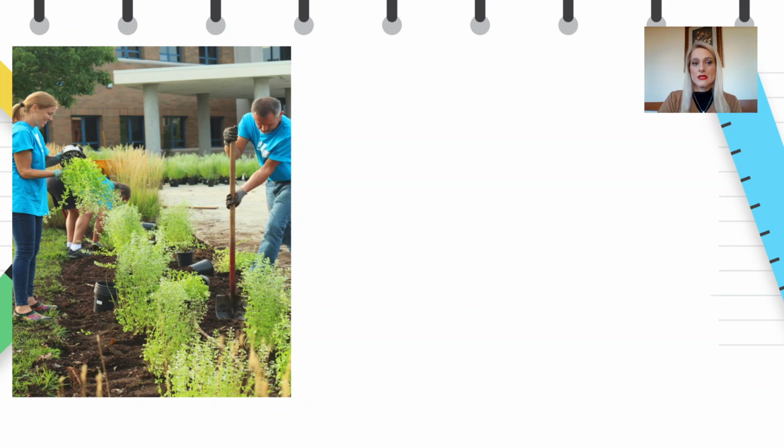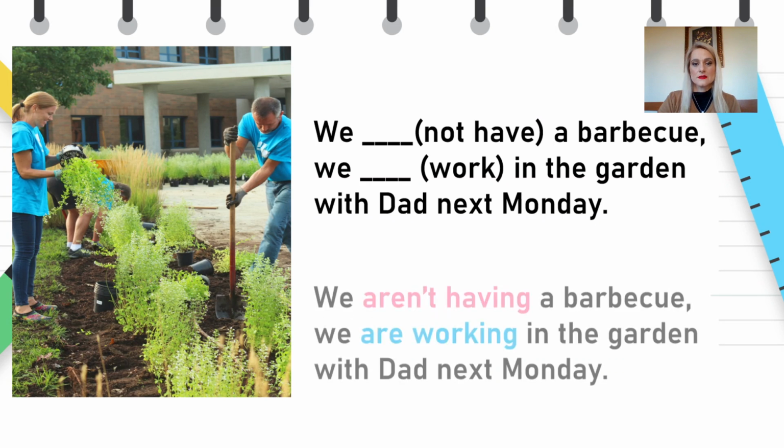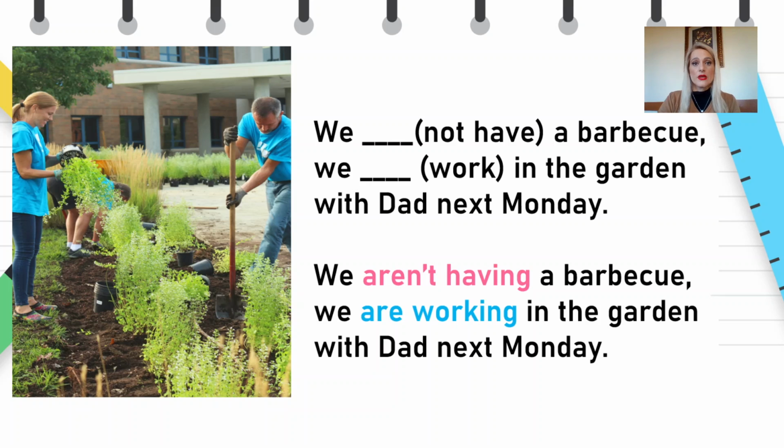For example, here, we have a complex sentence. We aren't having a barbecue. We're working in the garden with Dad next Monday. This means that I know it, my sister or brother knows it, my dad knows it, and we're just waiting for next Monday to realize this.